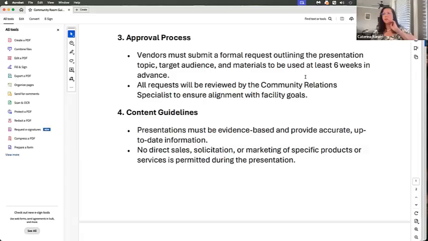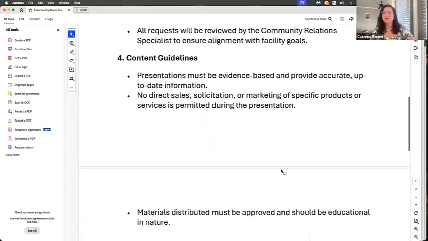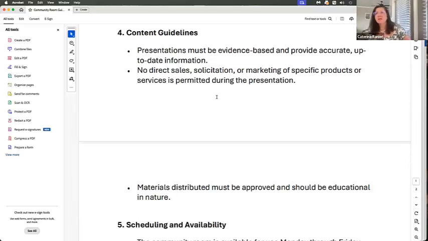Anybody else have any questions about the approval process? Thank you for explaining that. Looks like content guidelines goes into 2 pages. Yes, it does. Do you want to talk about that, Amanda?